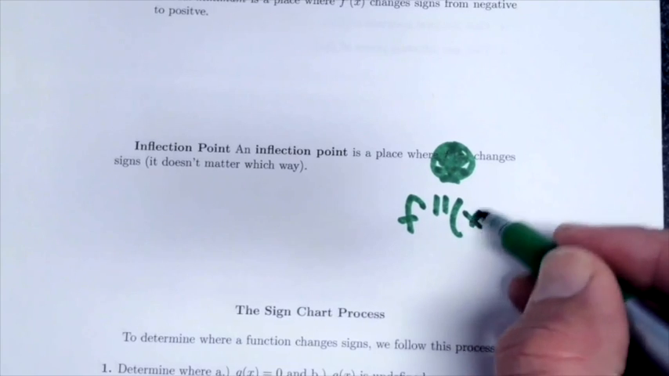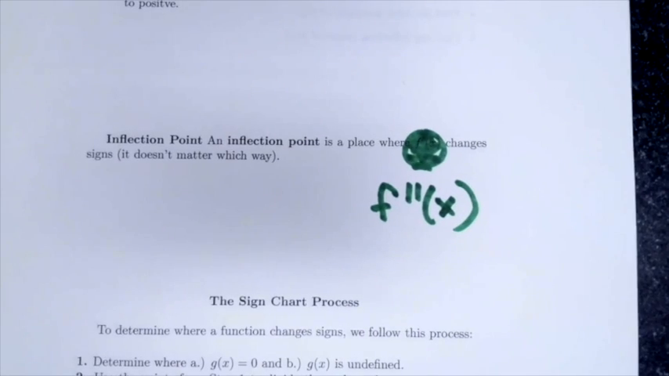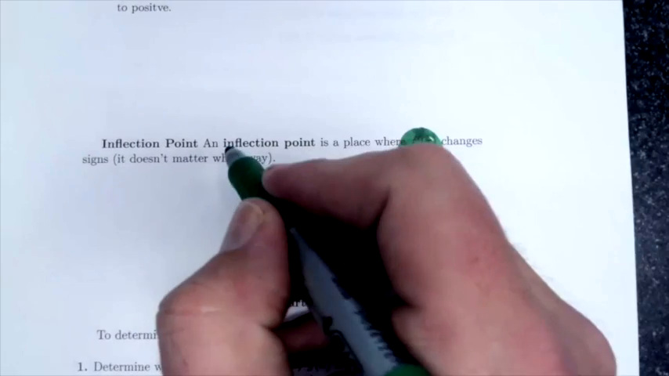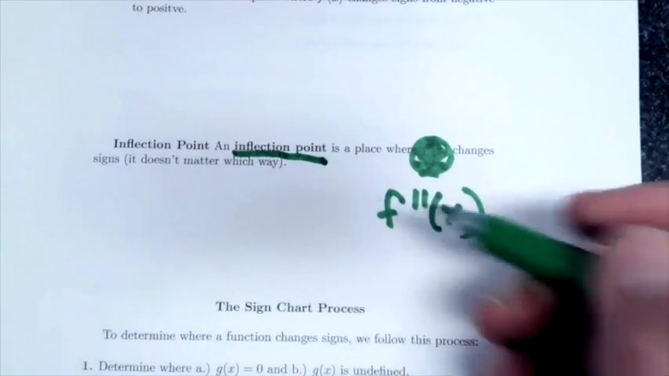So please take your green marker and make a huge cross out and write f double prime of x in place of f of x. Make it glaringly obvious. This should be: inflection points have to do with f double prime of x.